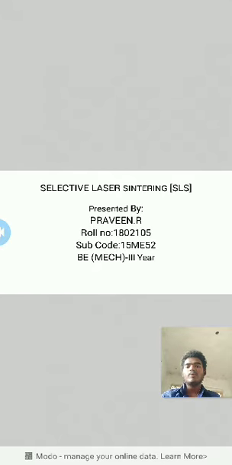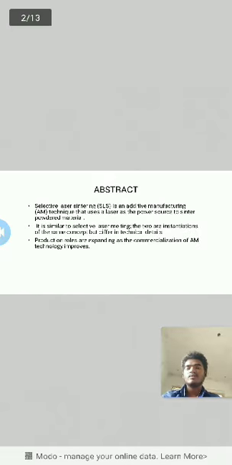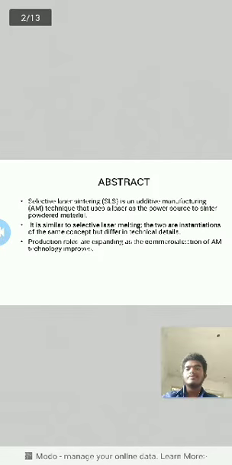Now we are seeing about selective laser sintering, SLS technology. First one is abstract. Selective laser sintering, SLS, is an additive manufacturing technology. The main power source is laser. Laser is sintering the powder material.